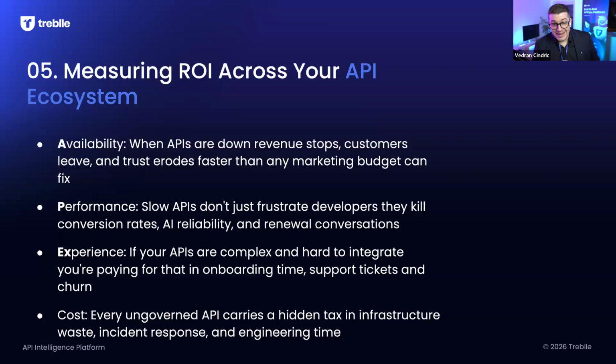And finally, cost. Every ungoverned API carries a hidden tax when it comes to infrastructure rate, incident response, and engineering time. I think teams running ungoverned API portfolios typically over provision infrastructure by 30 to 40% because they simply don't have any visibility. So that's a lot of money going to AWS, Azure, and the big guys, which could be going to your org. So that's something that I, again, coined Apex.